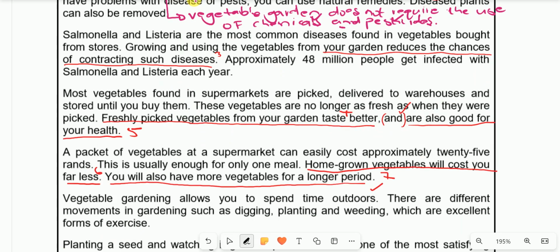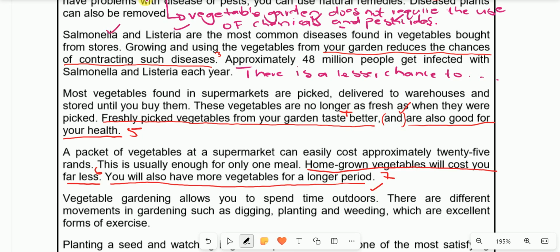Now, growing and using the vegetables from your garden reduces the chance of contracting such diseases. Salmonella and Listeria are the most common diseases found in vegetables bought from stores. Now, the benefit of you growing your own vegetables is that you won't contract Salmonella and Listeria. So I can say there is a lesser chance to contract Salmonella and Listeria. That can be fact number 3.